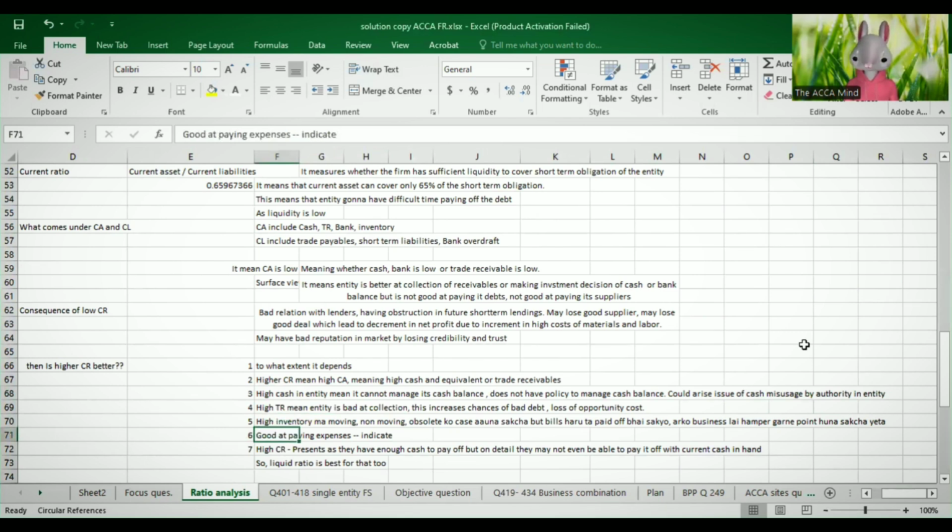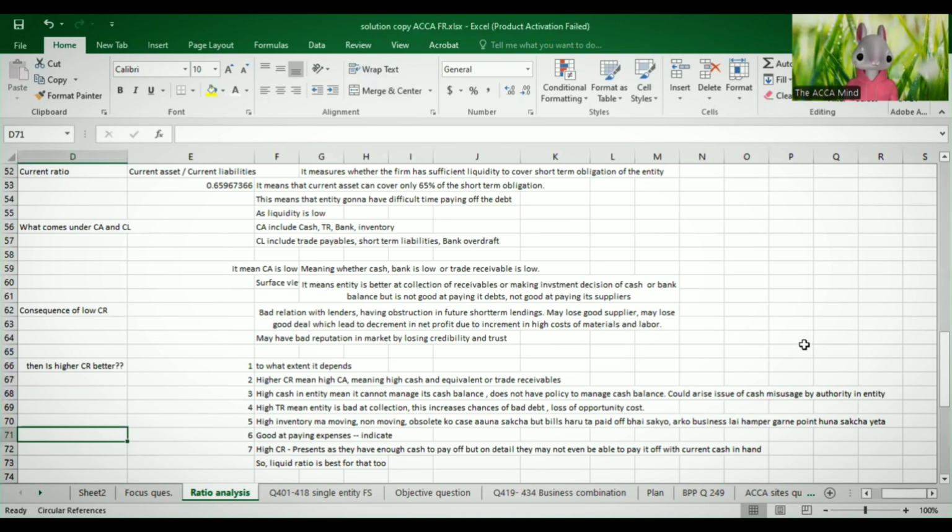It is not going out. And obsolete means it is damaged, so we cannot sell it. We have to have proper control over all of those current assets. A high current ratio may also indicate that the entity is good at paying expenses. How so? If trade payables are low, then we can say that the entity is good at paying expenses, right?